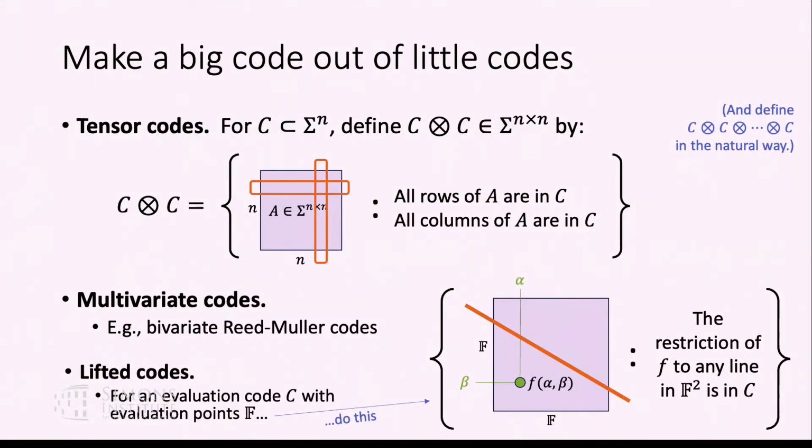And you might think that if C is a Reed-Solomon code, these are actually the same, that the Reed-Muller code words are all the things that restrict to lines. In some parameter regimes, that's true. It's actually not true in general, fun fact.